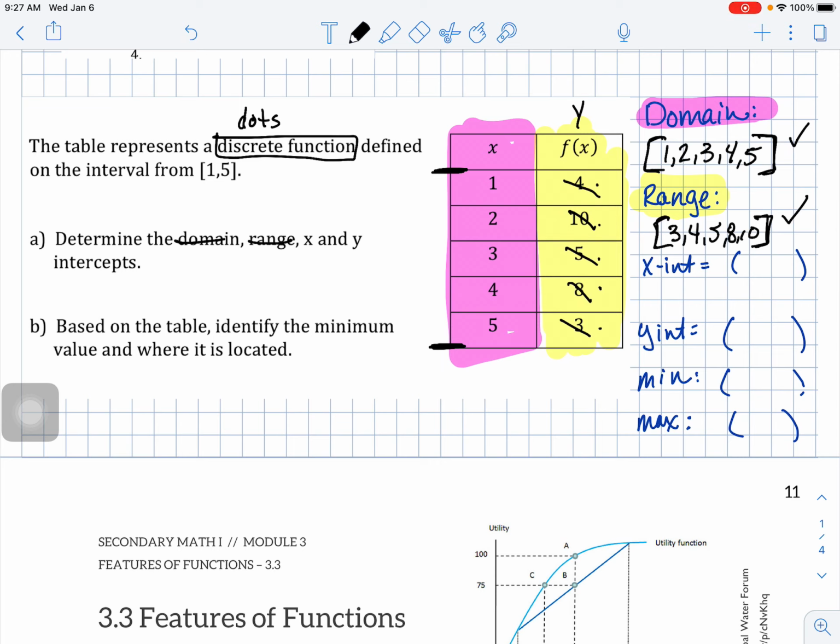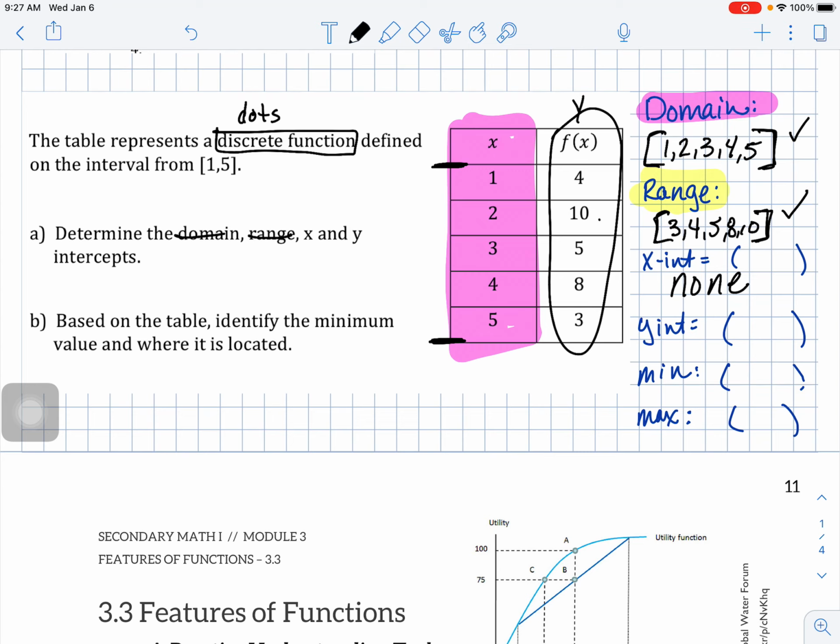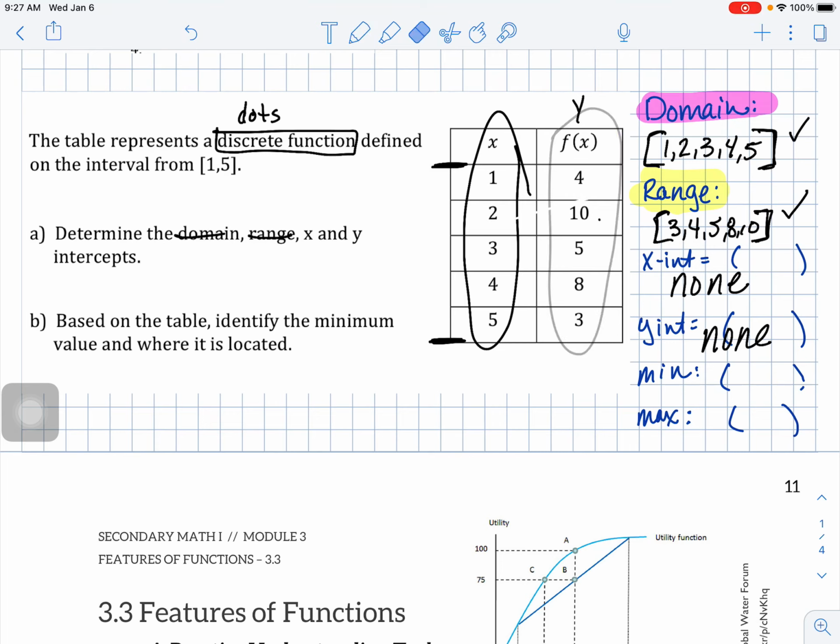So we did domain and range. X-intercept is the x value when y is 0. So in our table, is there a place where y is 0? No. So that means that this graph doesn't touch the x-axis. So there is no x-intercept. None. The y-intercept is the value of y when x is 0. So looking at my table, is there a place where x is 0? No. So that means that this graph doesn't touch the y-axis either. So that means there is no x-intercept and there is no y-intercept.